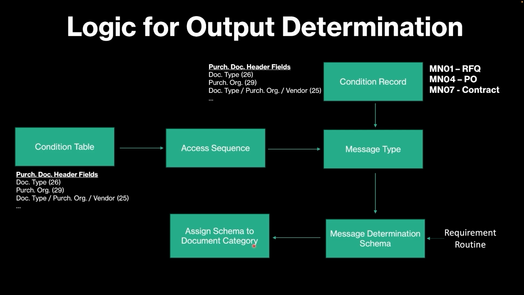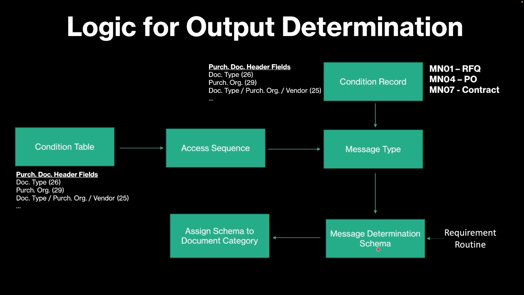Okay, and finally, once you create this determination schema, you have to assign it to the document category. That is, whether this schema is for a purchase order or for a request for quotation or for a contract or for a scheduling agreement. Every purchasing document will have its own document category. You will have to create this message determination schema for each of these categories to trigger that message type for your particular purchasing document.